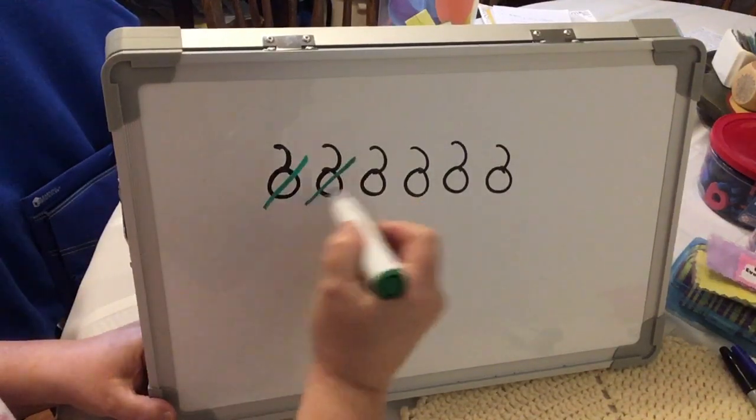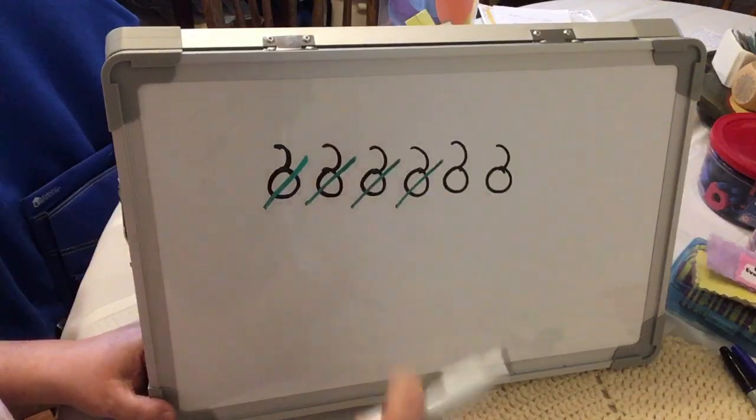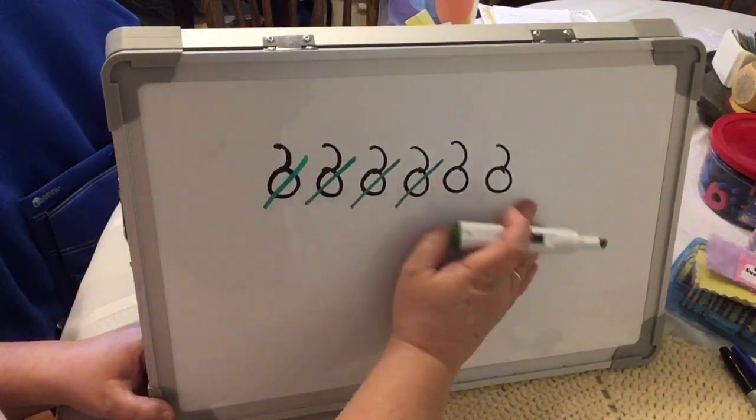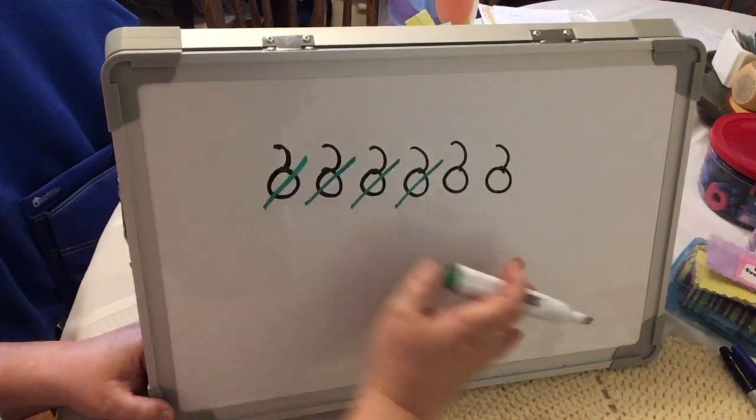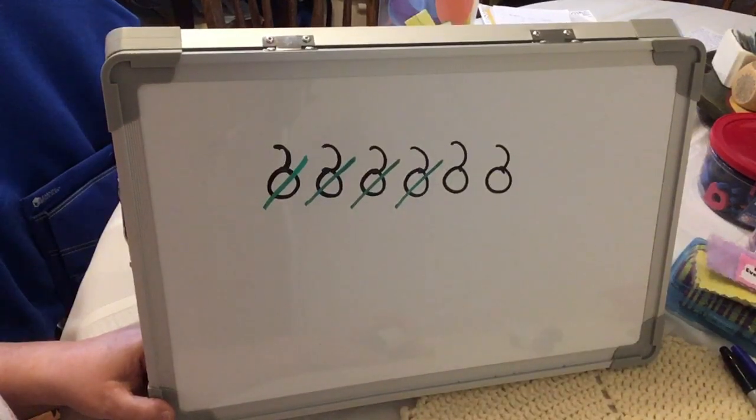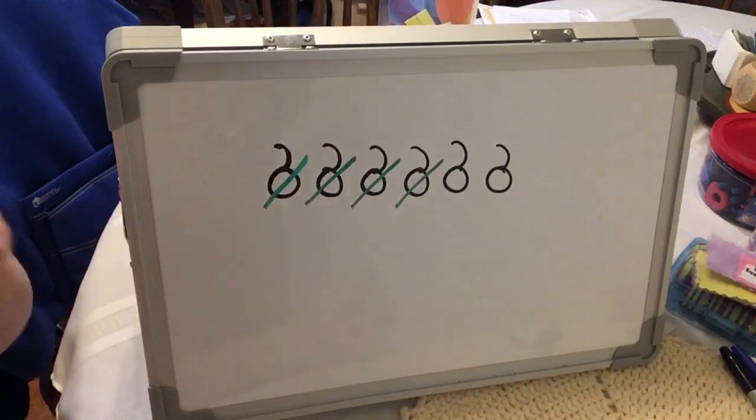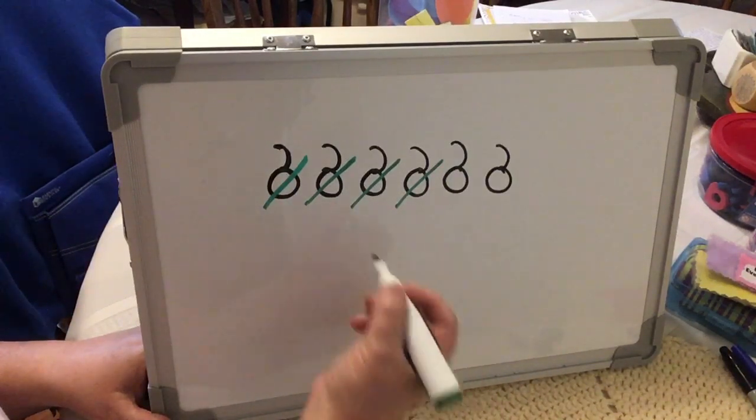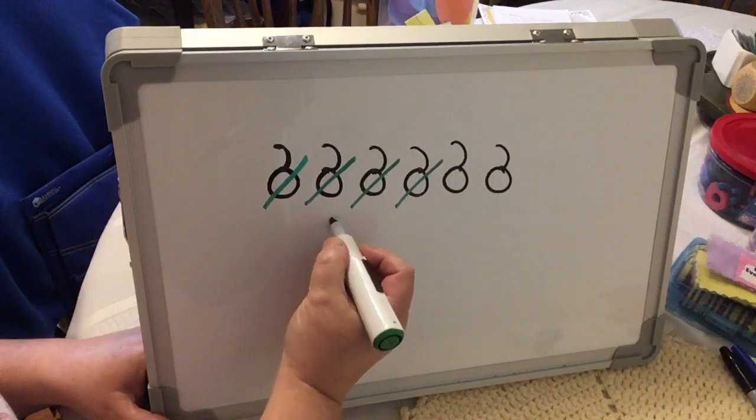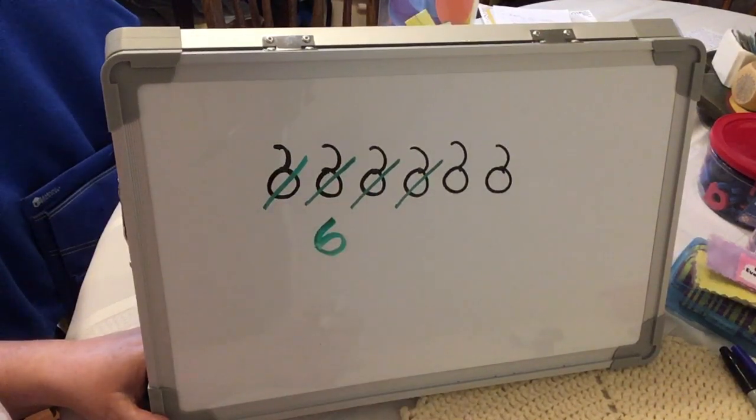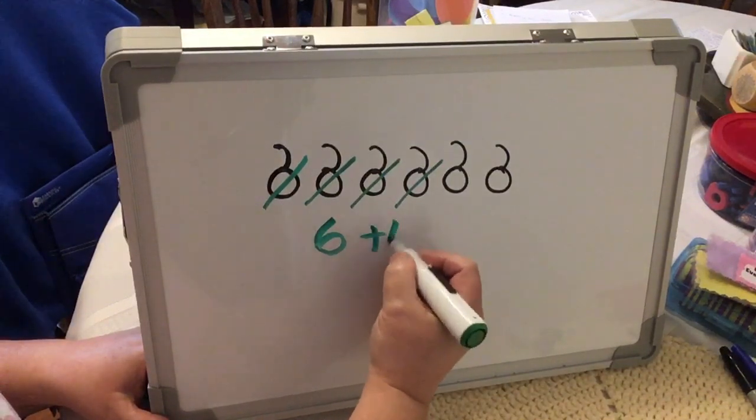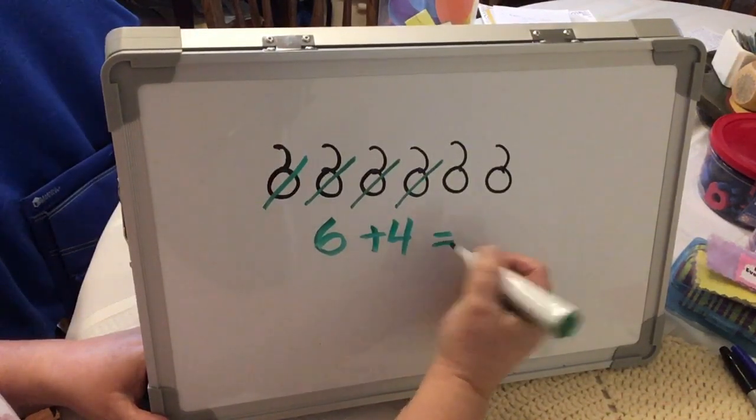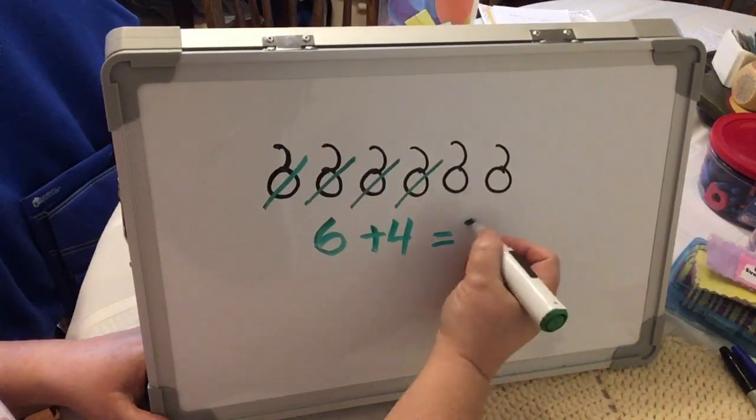1, 2, 3, 4. So she had 6 cherries, she ate 4. How many are left over? Okay, I think you know the answer, so you can see the answer right there. Let's go ahead and write the number sentence that goes with that. Are you ready? So it is 6. She started off with 6. And she ate 4. And so that leaves 1, 2.